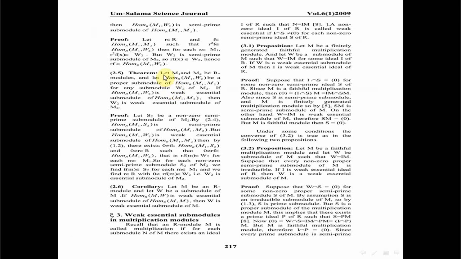this theorem 2.5. Let M1 and M2 be R-modules, and let Hom(M1, W2) be a proper submodule of Hom(M1, M2) for every submodule W2 of M2. If Hom(M1, W2) is weak essential submodule of Hom(M1, M2), then W2 is weak essential submodule of M2. After that, there is section 3, which is about weak essential submodules in multiplication modules.